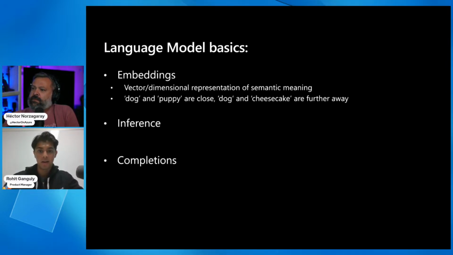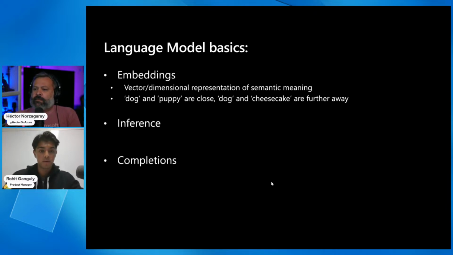Dog and cheesecake, on the other hand, would be further away. And language models have essentially taken these words, embedded them, and then now have a way to relate between different words. And I can understand how to put together sentences this way based on the meaning of different words.